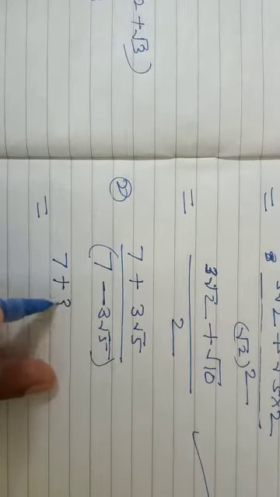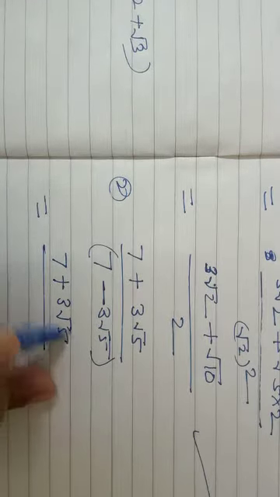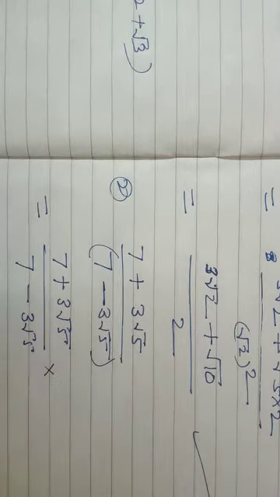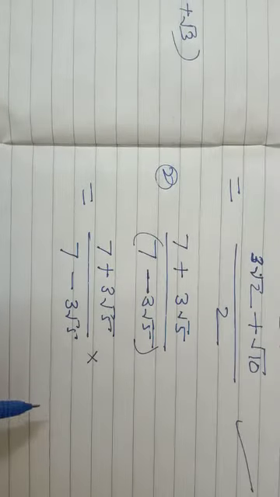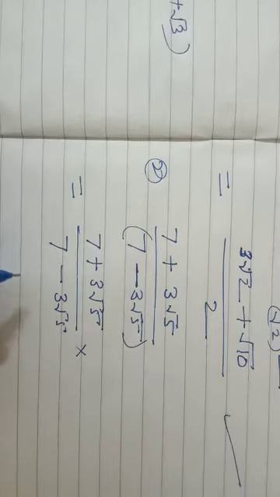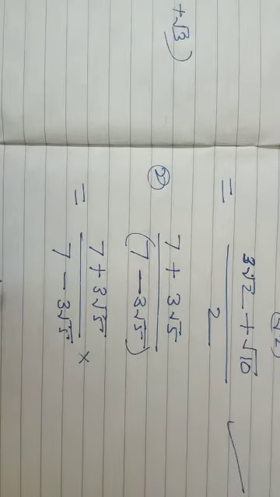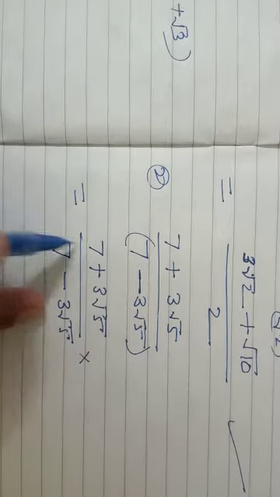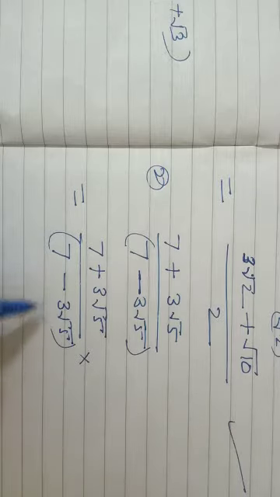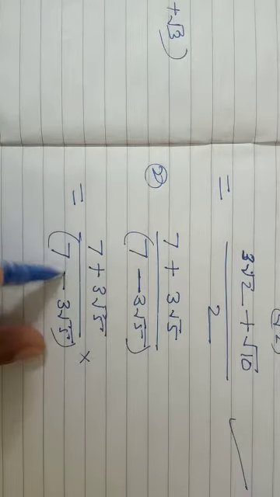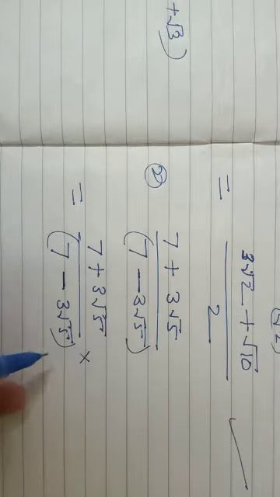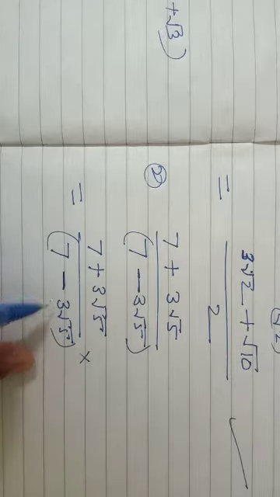7 plus 3 root 5 upon 7 minus 3 root 5. We want to rationalize the denominator, so we should multiply in the numerator and denominator by the denominator's value, but we should change the sign of that denominator's value. Which sign? The sign which comes between the two numbers. Okay, so if minus is there, we can put plus here and multiply that fraction by the denominator.